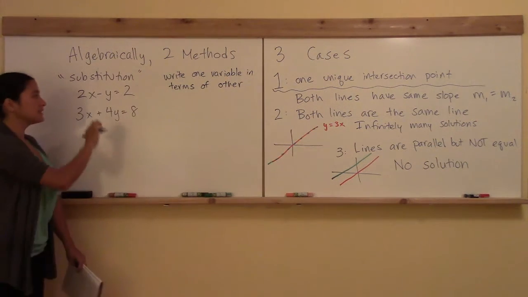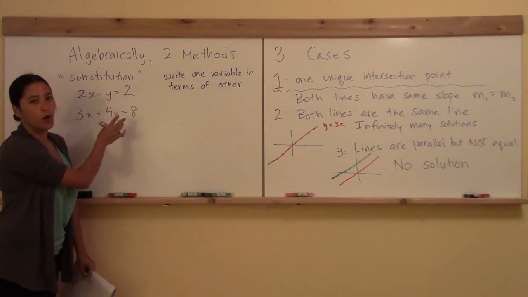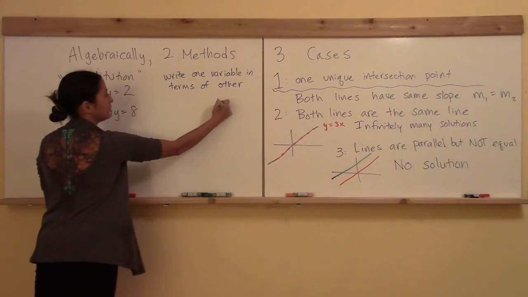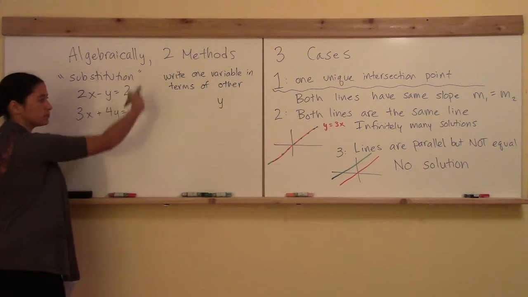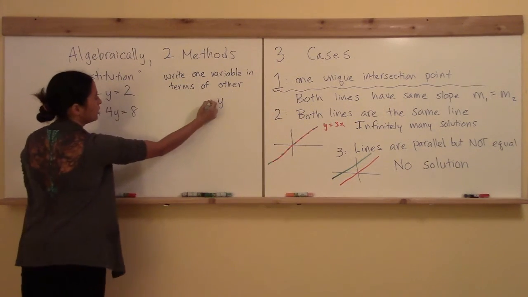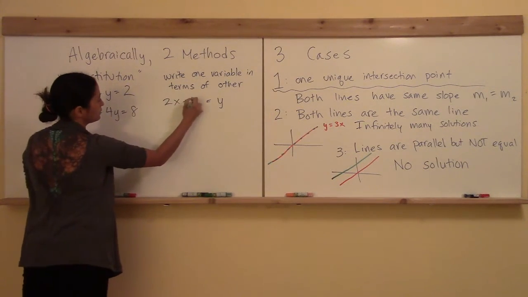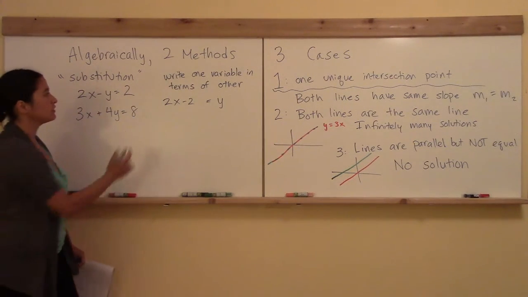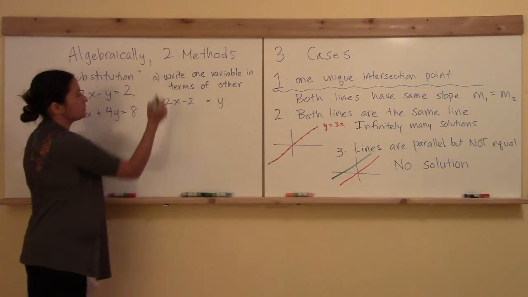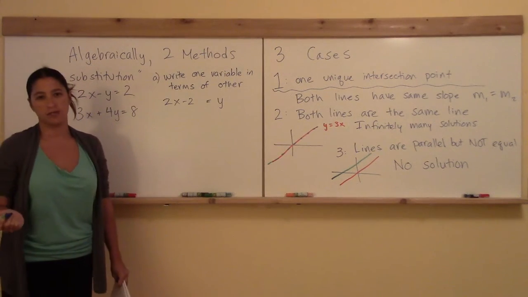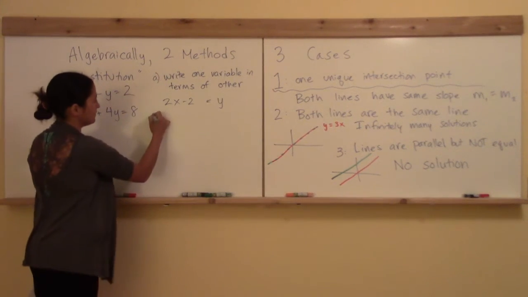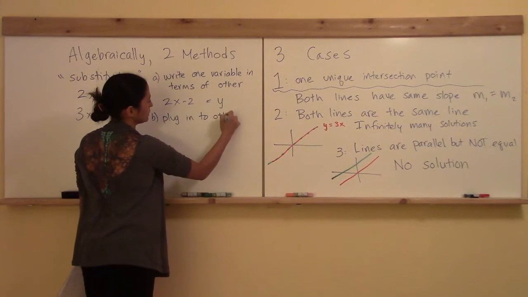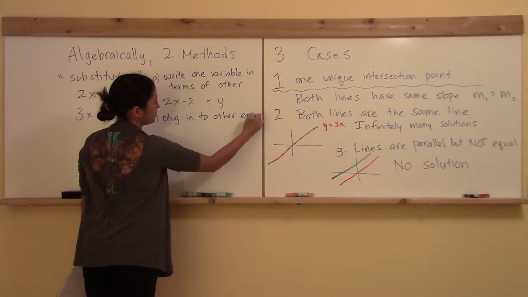Okay. In this case over here, maybe I'd like to solve y in terms of x. I'll just take the y and bring it over to the other side. And then I'll take this 2 over here and bring it over to the other side here. So I get the statement that y is equal to 2x minus 2. Okay, so in the method of substitution, the first step here is that you're going to write one variable in terms of the other. And then the next step is you're going to plug in to the other equation. And then you're going to solve that out.